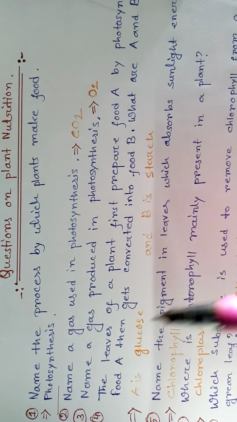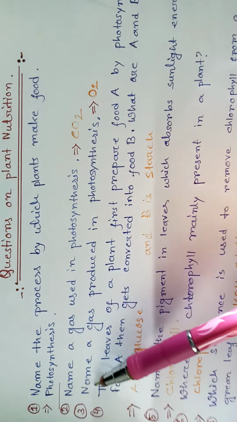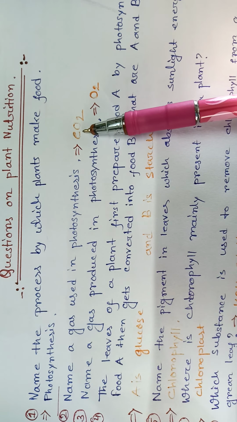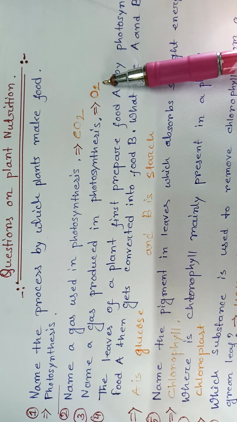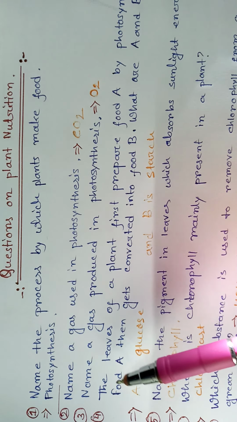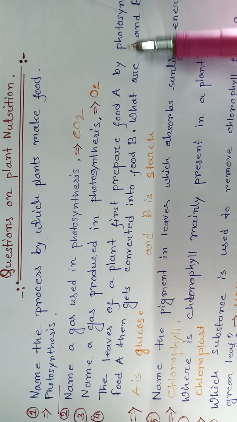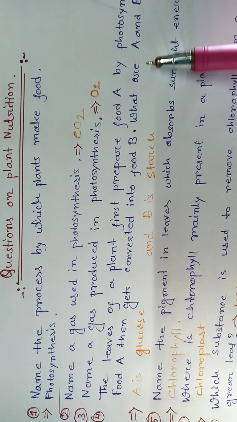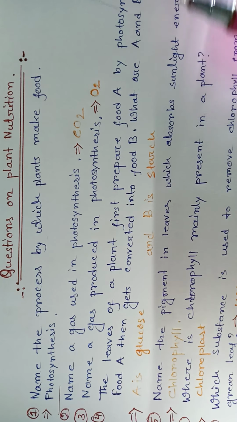So first question we will see: name the process by which plants make food. Answer will be photosynthesis. Name a gas used in photosynthesis. Answer will be carbon dioxide. Name a gas produced in photosynthesis. Answer will be oxygen. Next, the leaves of a plant first prepare food A by photosynthesis. Food A then gets converted into food B. What are A and B? Obviously A is glucose and B is starch.